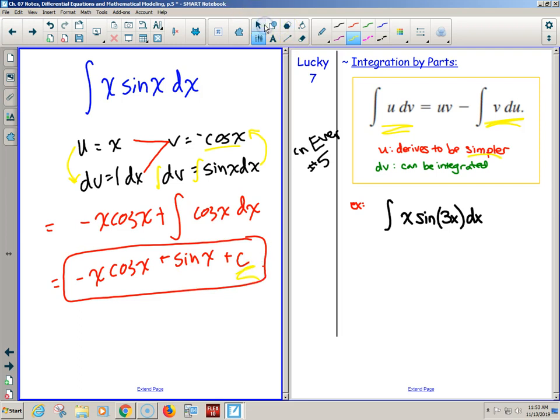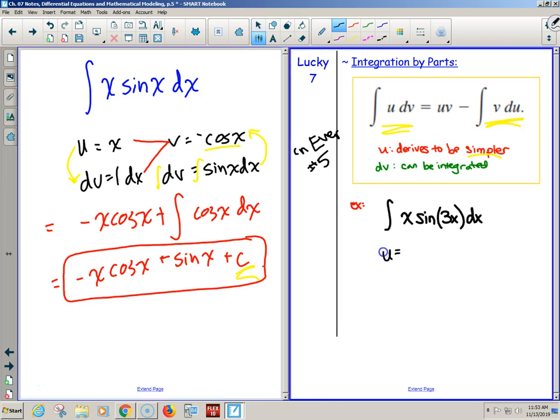So, when you guys went to go look at this example that was very similar, what did you make your u? Well, I can derive him, but wait, I can derive anybody. When you derive x, what does he become? Simpler. But yes, 1, right? So then, if this is my u, then what had to be my dv? Everything else. So sine of 3x dx.